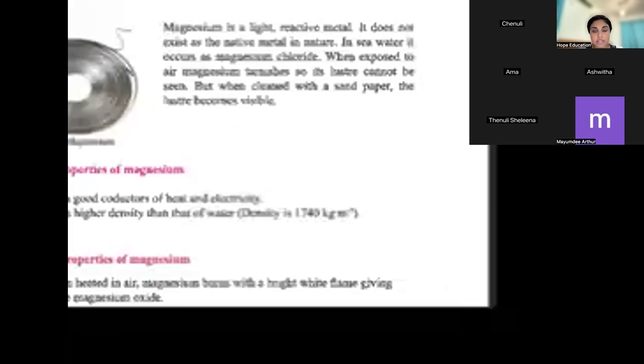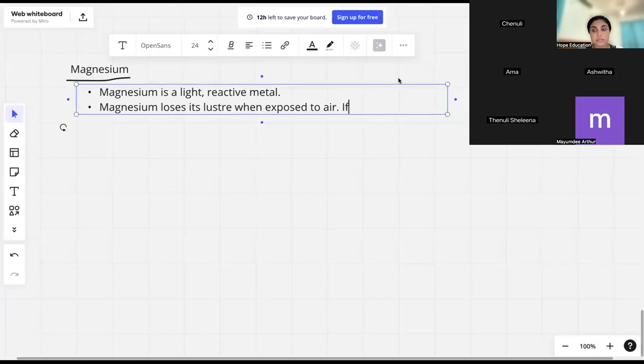Write what I'm writing on the board. Teacher can't see the board. I can't see the board. Okay, I've shared the textbook. Can you all see it now? Yeah. Okay.